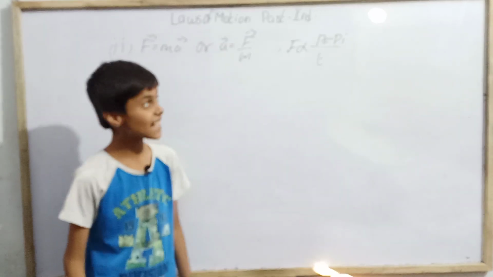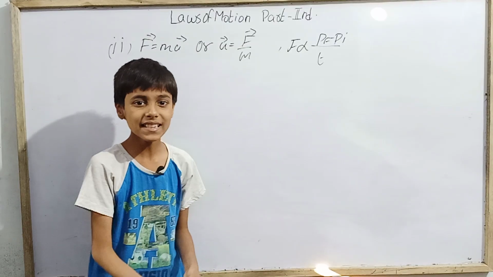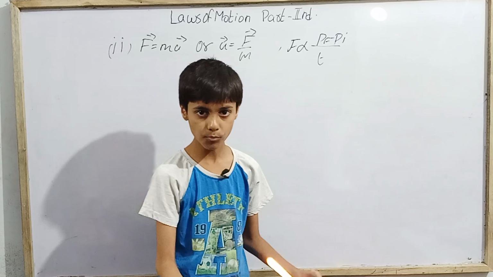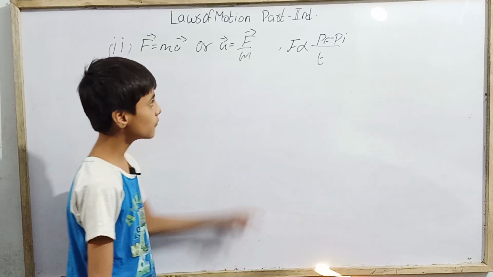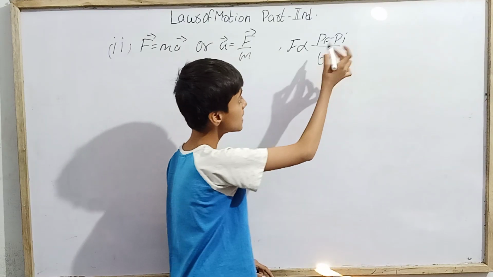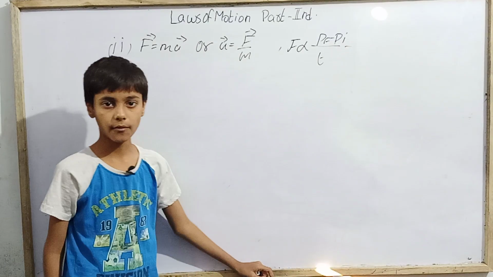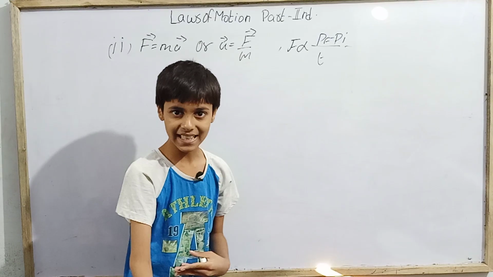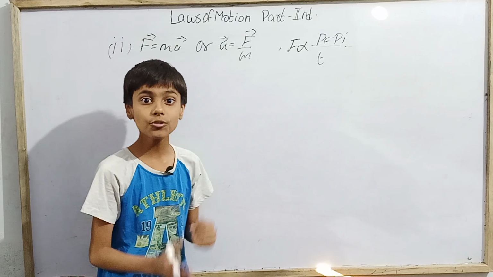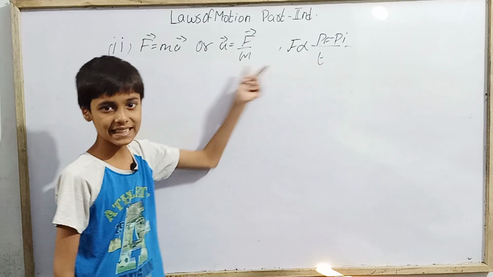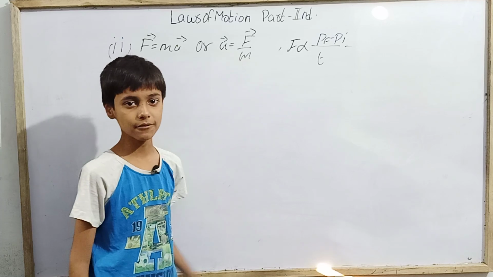Now the question arises, what is P? Actually, P is called the momentum. What is momentum? We have to define it. Before defining it, this is the main statement of the second law of motion. Generally you may read the other form, but this is actually the true second law of motion. From this we can easily derive the other formula.